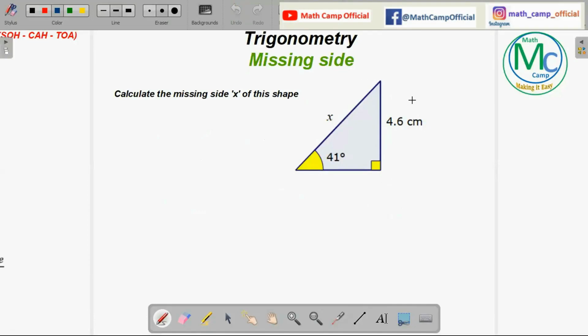Today we are going to learn how to find the missing side of a triangle using trigonometry. So let's start. We are going to solve this question. You can see there is a right angle triangle and they have asked you to find the missing side, which is x.